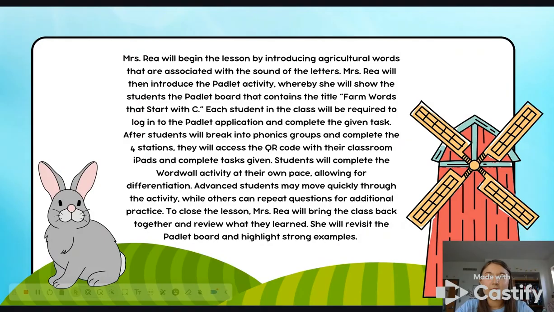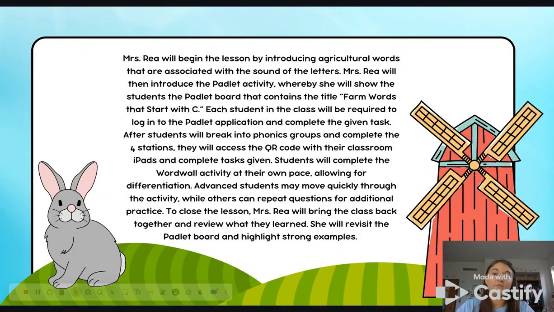So how does this lesson pan out? Well, Miss Ray will begin the lesson by introducing agricultural words that are associated with the sound of letters. And then Miss Ray will introduce the Padlet activity, whereby she will show the students the Padlet board that contains the title Farm Words that start with a C. Each student in the class will be required to log into Padlet and complete the given task.